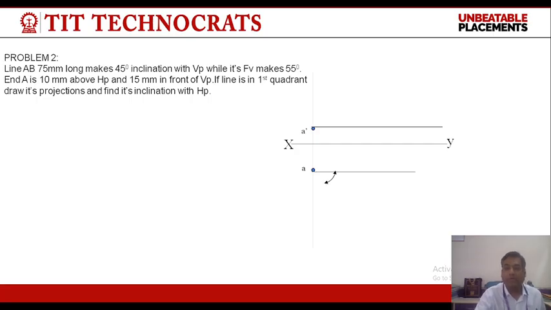Now, for the top view of the line, the phi angle is given as 45 degrees. So from point A, we will draw a line at an angle of 45 degrees and equal to the true length. From point B1, we will draw a projector to cut the front view at a point, and we will draw the locus of the line. Similarly, from point A dash, we will draw a line at an angle of 55 degrees. Now, we will draw the locus of front view also.